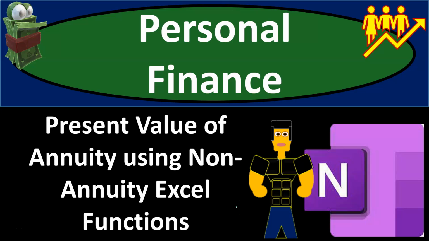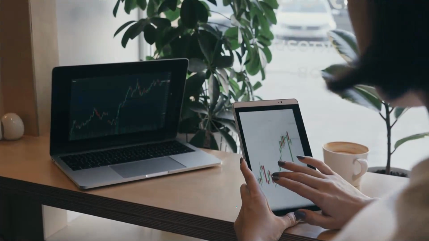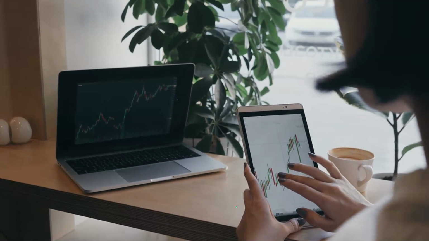Personal finance practice problem using OneNote. Present value of annuity using non-annuity Excel functions. Prepare to get financially fit by practicing personal finance.